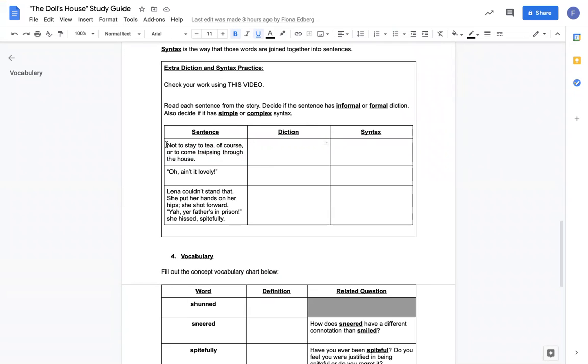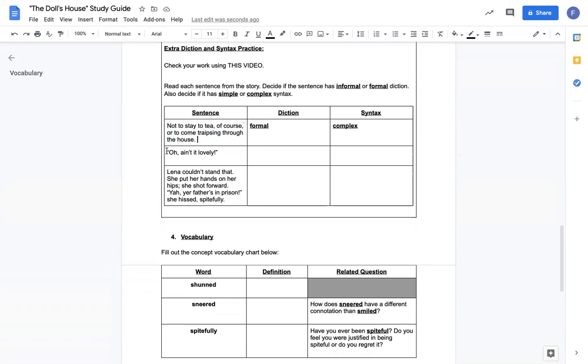So this first sentence, not to stay to tea, of course, or to come traipsing through the house. This definitely should sound very formal to you, and it's supposed to. It's supposed to sound almost kind of stuck up. It's coming from one of the people in the story who's a little bit classist, a little bit into their high class status. So it is meant to sound very formal. And this also does have complex syntax. So it's a longer sentence. It's got multiple phrases in it, as you can tell by the commas. So it is more complicated. It's more complex.